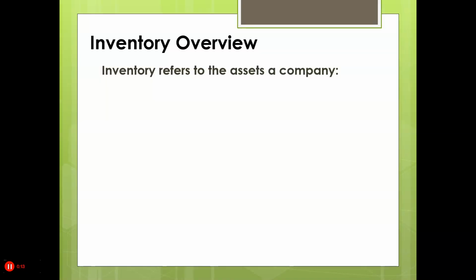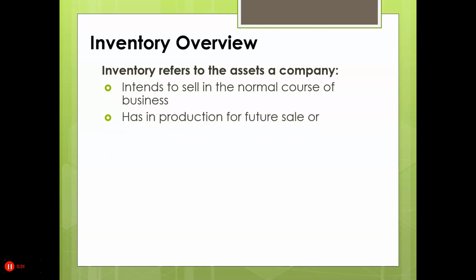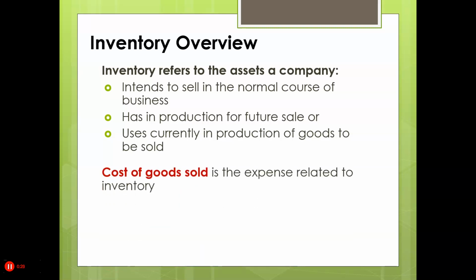Now, inventory overview. Inventory refers to assets a company intends to sell in the normal course of business, has in production for future sale, or has currently in production of goods to be sold. Cost of goods sold is the expense related to inventory. So again, when we buy goods, it goes into inventory, and when we sell it, it transfers to cost of goods sold, which is going to be on the income statement.